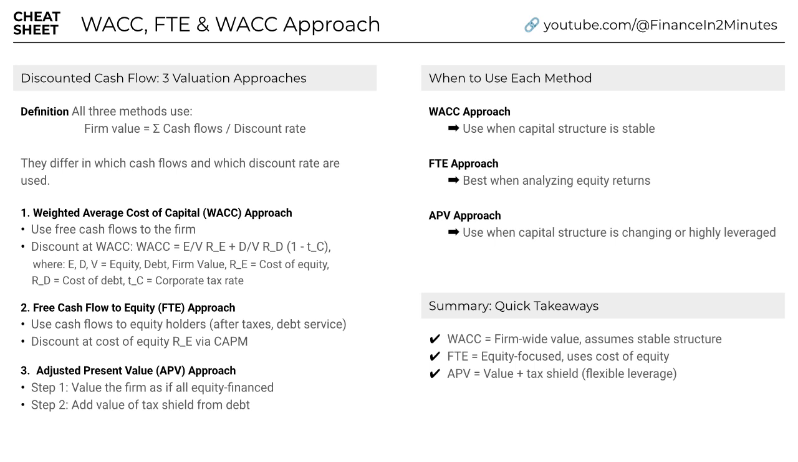Each method has its strengths. WACC works well with stable financing. FTE is ideal when equity returns are the main focus. APV shines when debt levels are expected to shift.